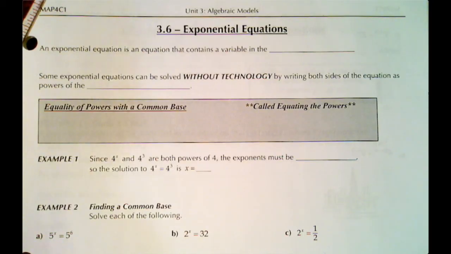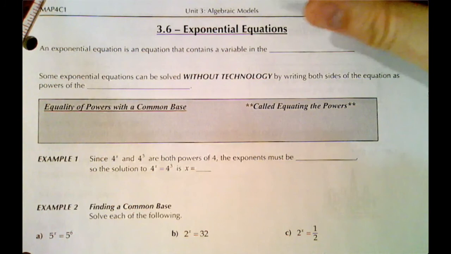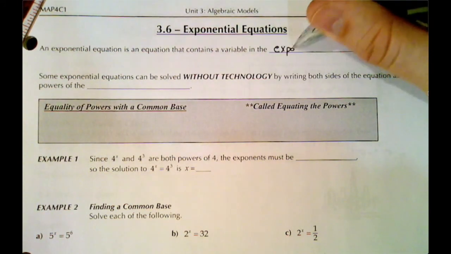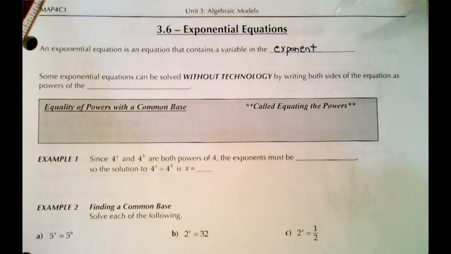Okay, this is lesson 3.6, exponential equations. An exponential equation is an equation that contains a variable in the exponent. So that means your x that you're solving for is actually going to be in the exponent. And the point of this entire lesson is to figure out how to find x when it's in the exponent.